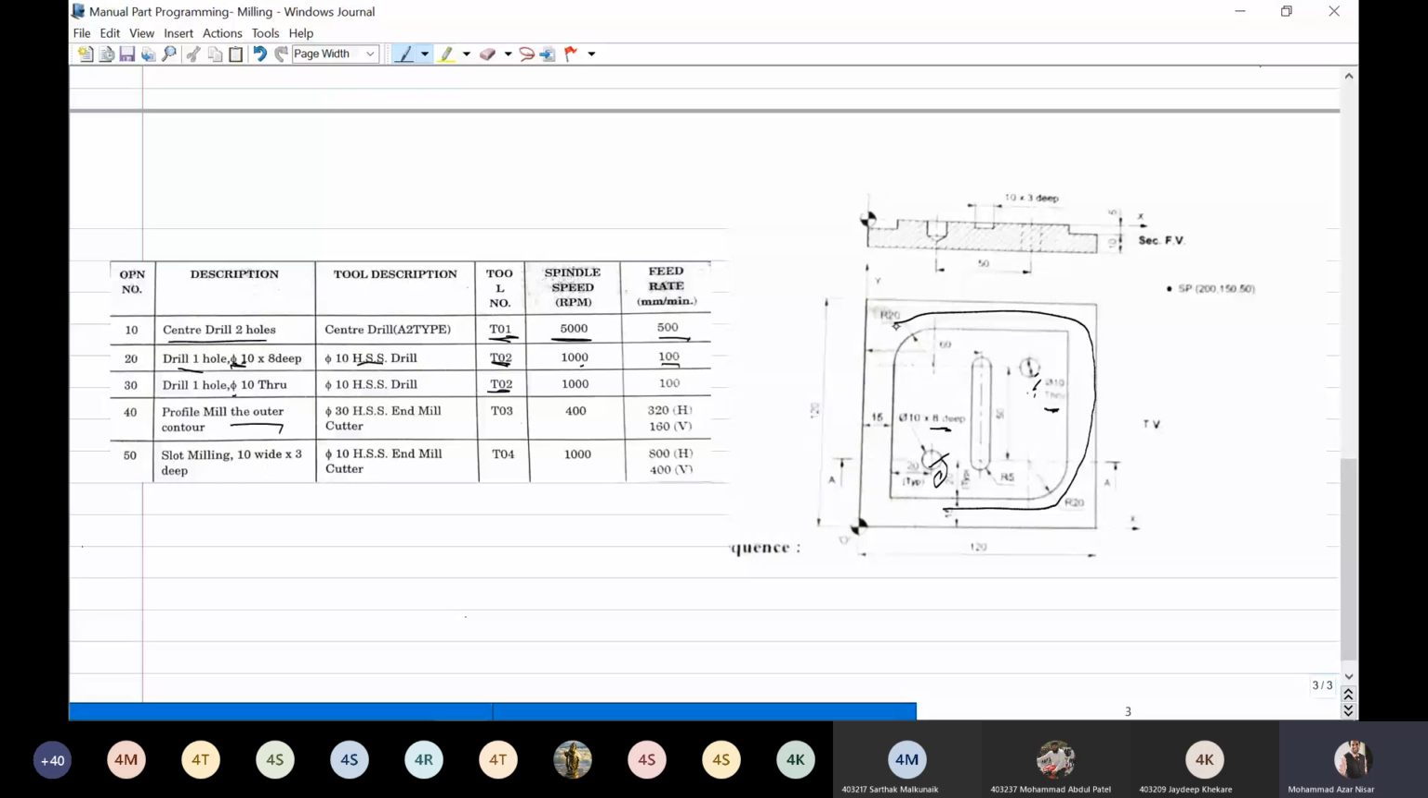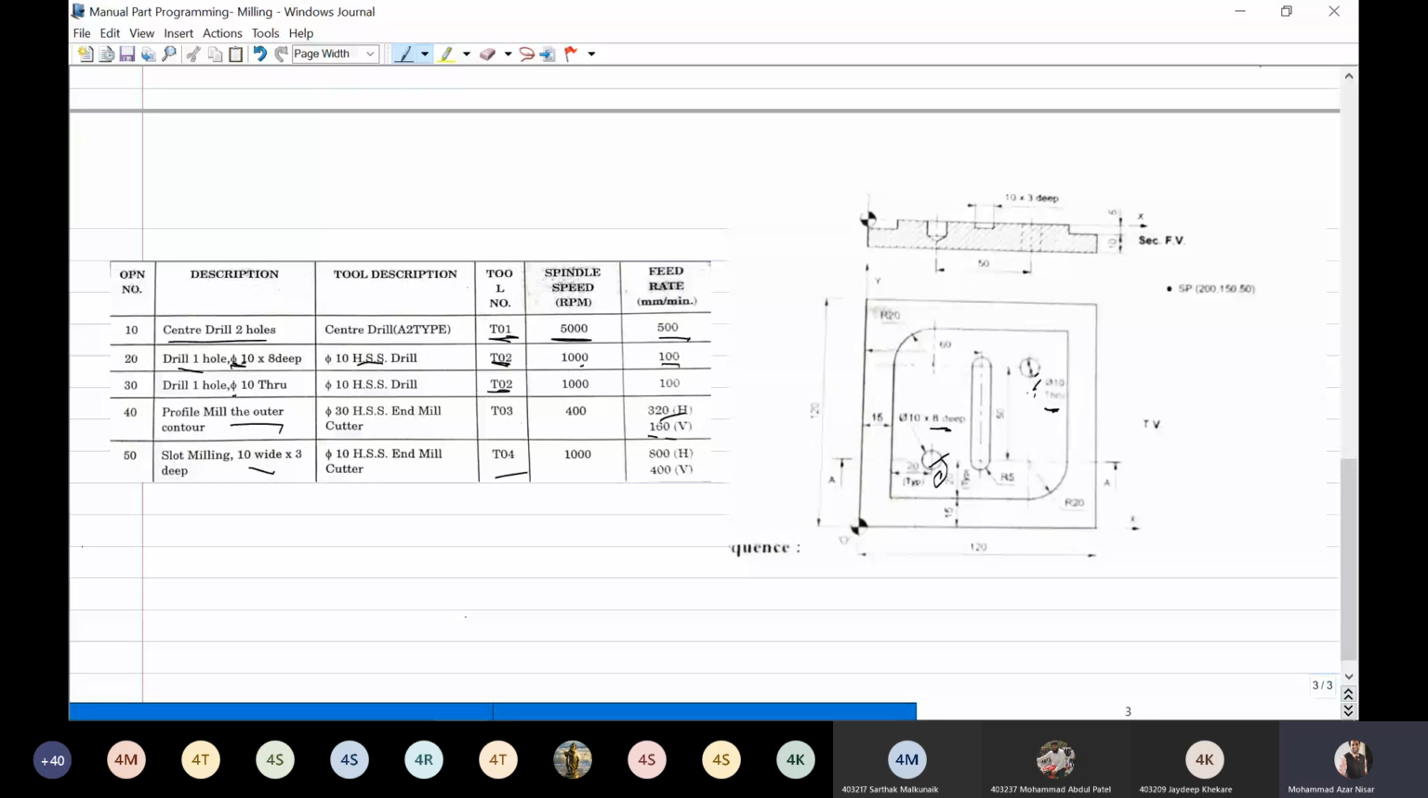Then next one, slot. This center slot is there, a slot with 3 mm depth. You have to use another tool, that is T04. With this, 320 is the cutting speed of the tool, and 160 is the feed rate, meaning when the first approach is done up to the depth, it will use 160 mm per minute, and after that it will take 320 mm per minute. The same applies for this slot, for profile milling and slot milling.